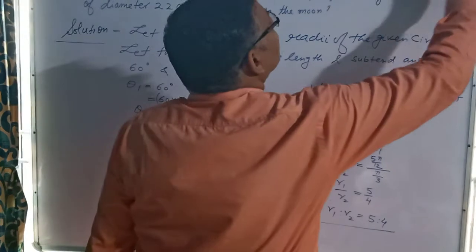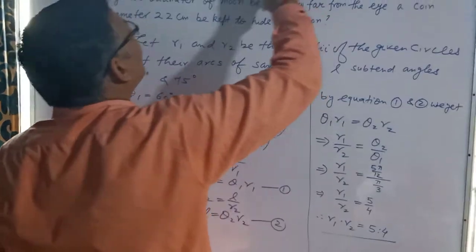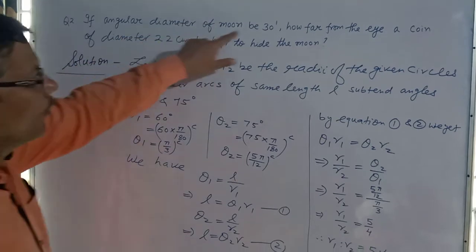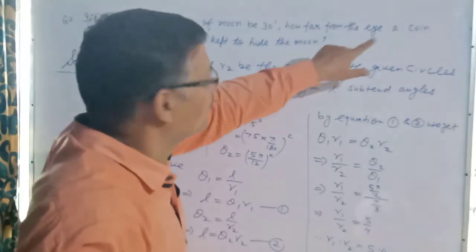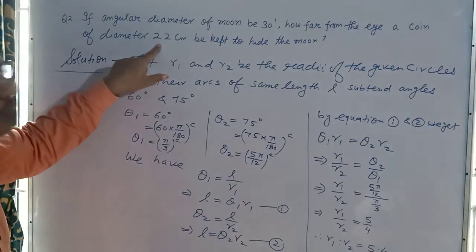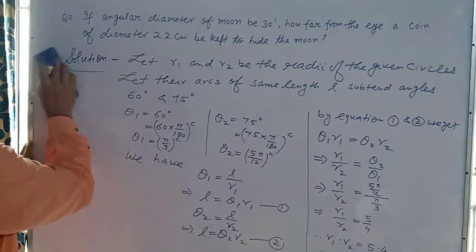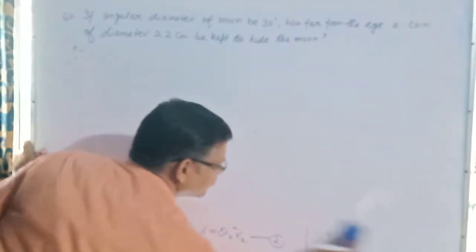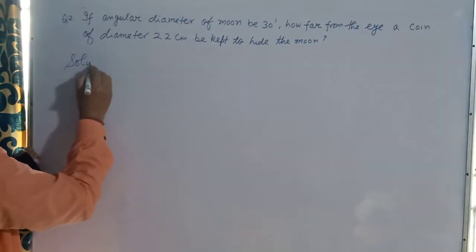Now I am going to take question number 2, and no doubt it is an interesting question. Question number 2 is, if angular diameter of the moon be 30 minutes, how far from the eye a coin of diameter 2.2 centimeter be kept to hide the moon? So what you have to find? You have to find the distance of the coin from the eye. So from there we start.